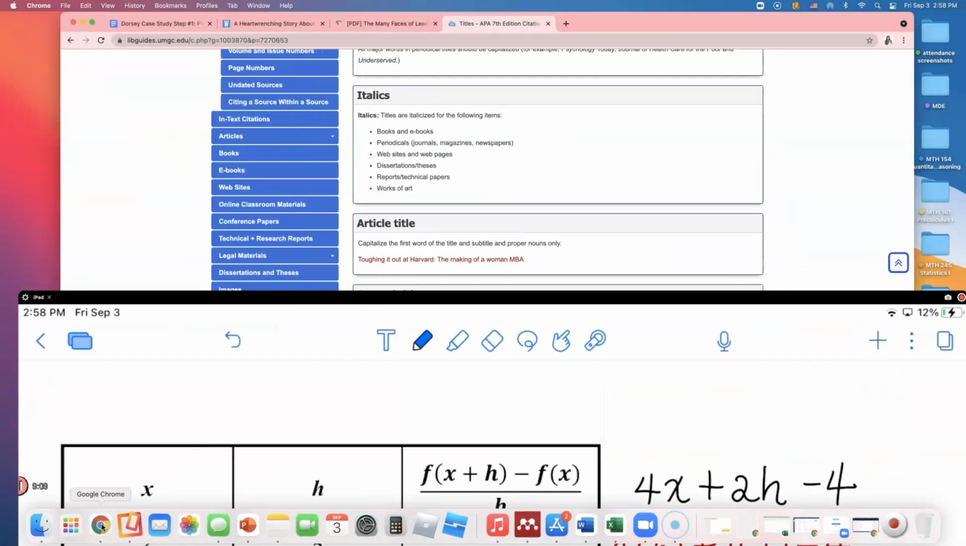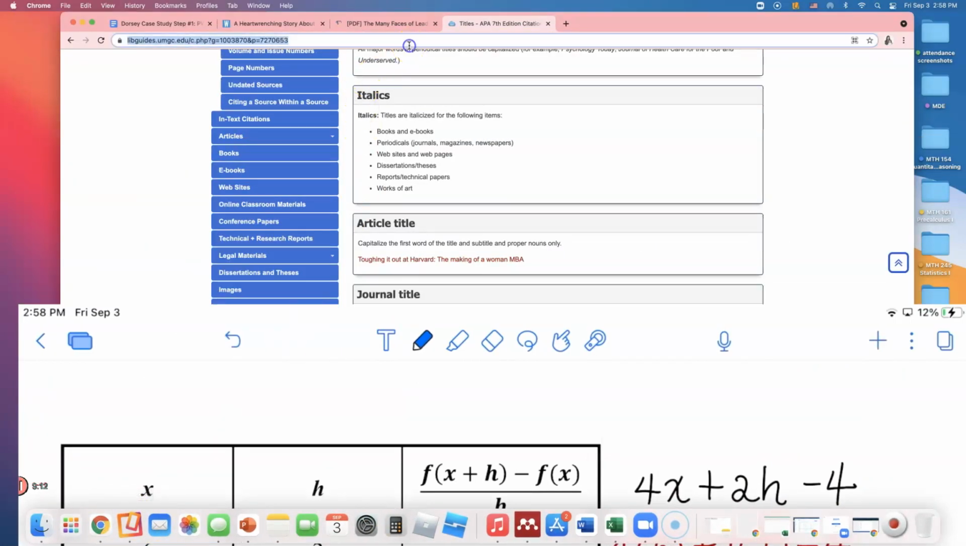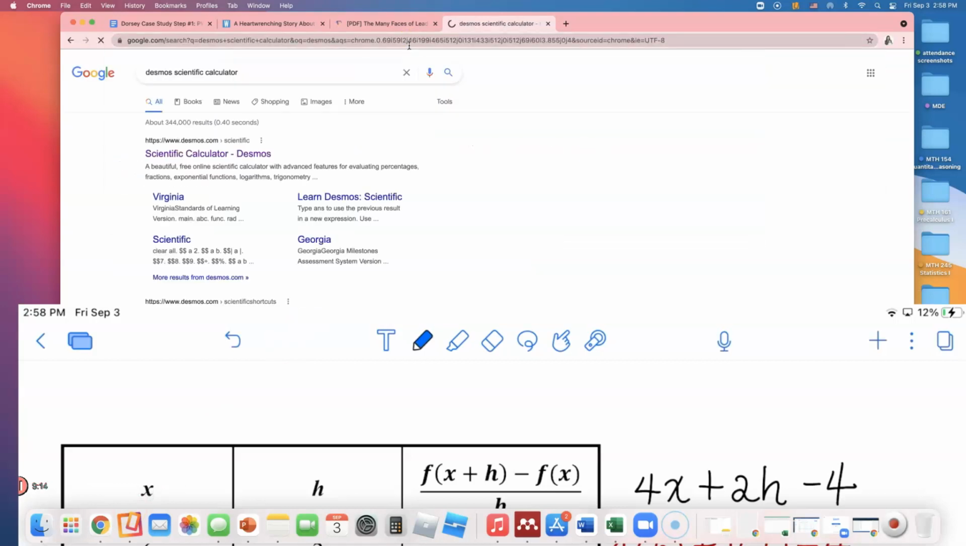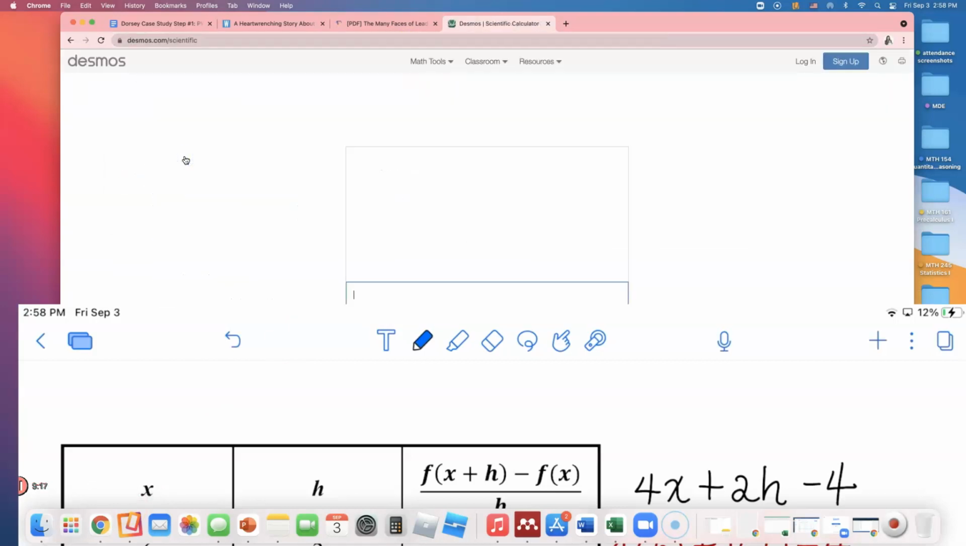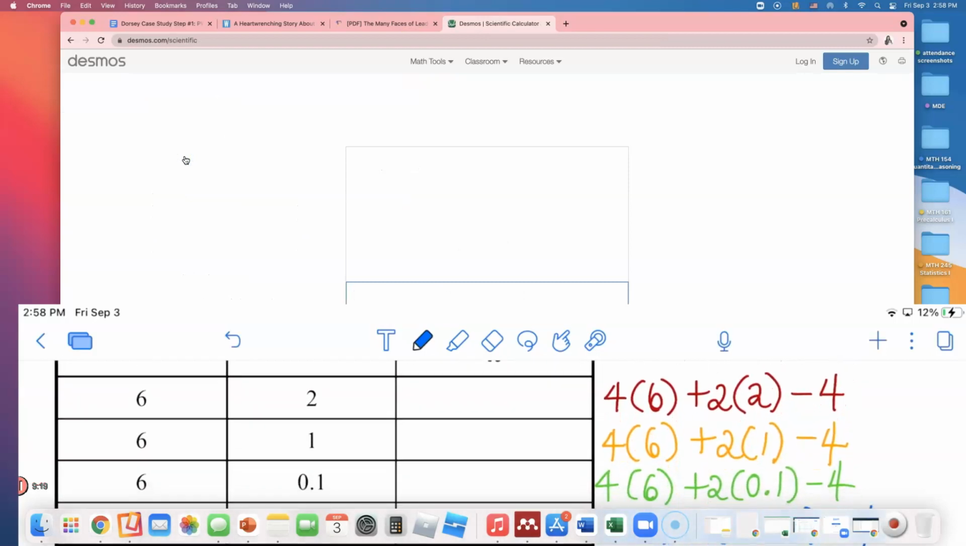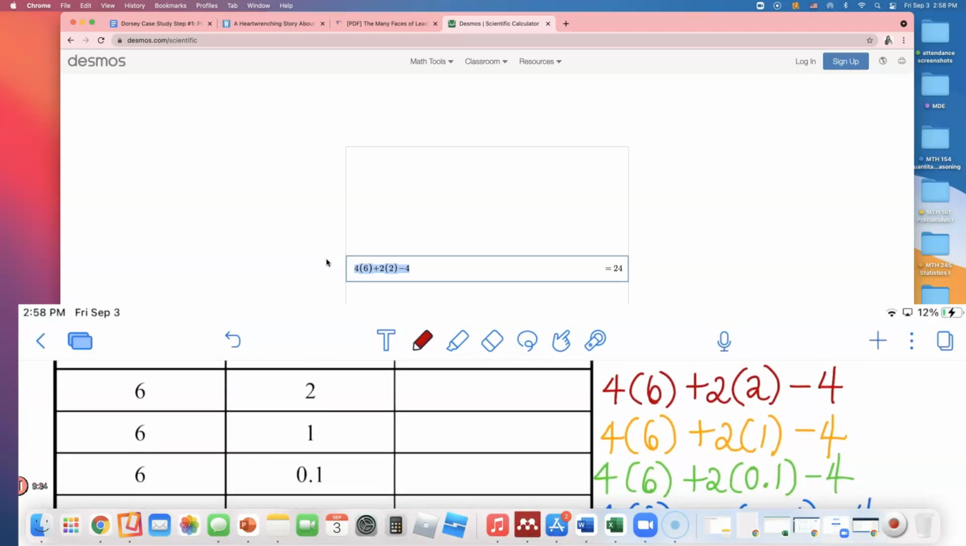Let me open up a browser. Desmos scientific calculator. Starting with the red one first. 4 times 6 plus 2 times 2 minus 4. 24. All right, and I'll just copy this. So first box, we're going to write down the answer is 24. Next line, h is 1. And that answer is 21.